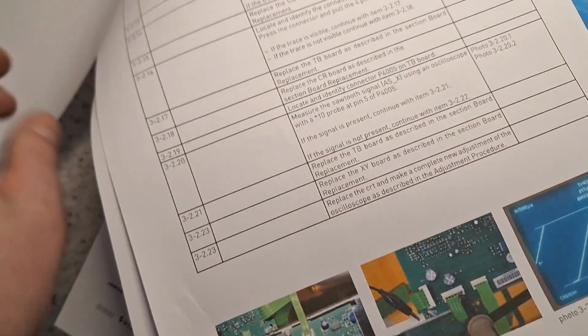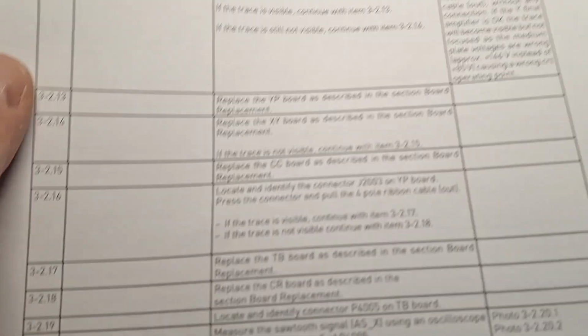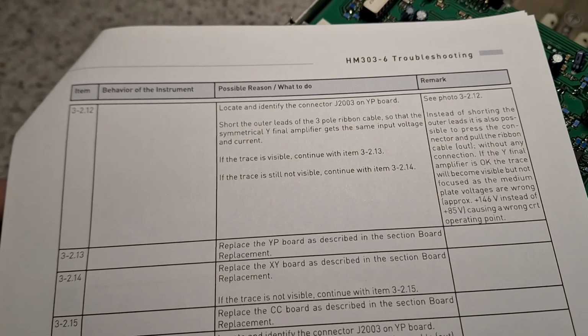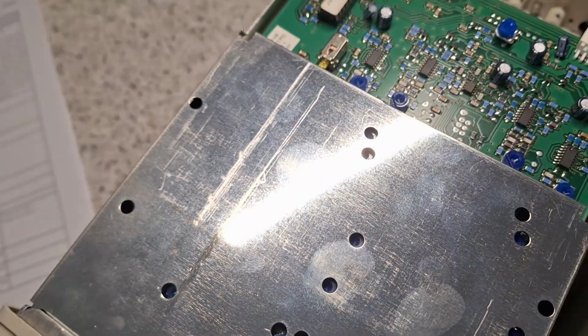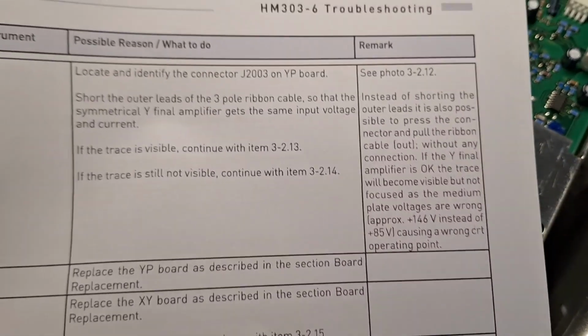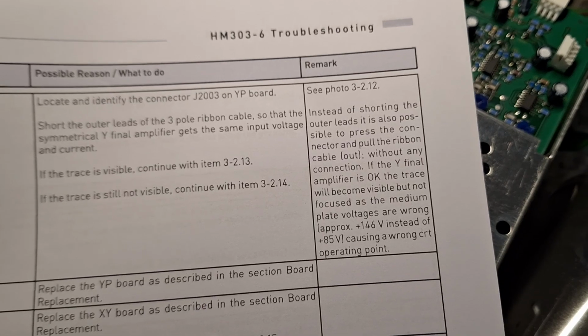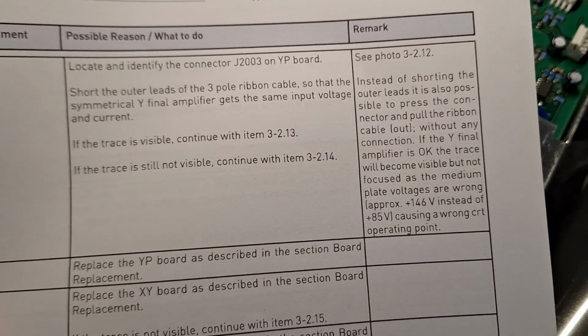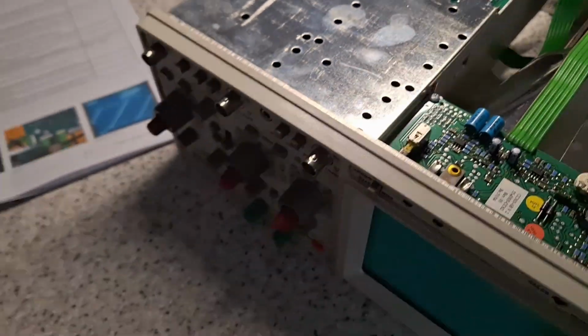I'm now on to this step here, where it tells you to identify connector J2003 on the YP board. That's that one. It tells you to short the two outer pins together, or you can just pull it out. If you pull it out, you should get a trace, but it'll be unfocused. Okay, that's something we can do. Right, it's pulled out. Turn it on.